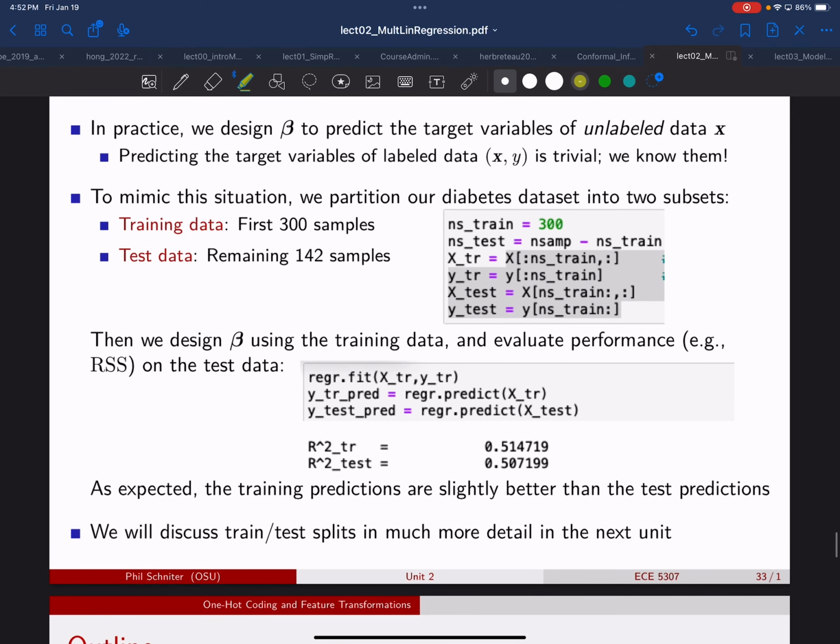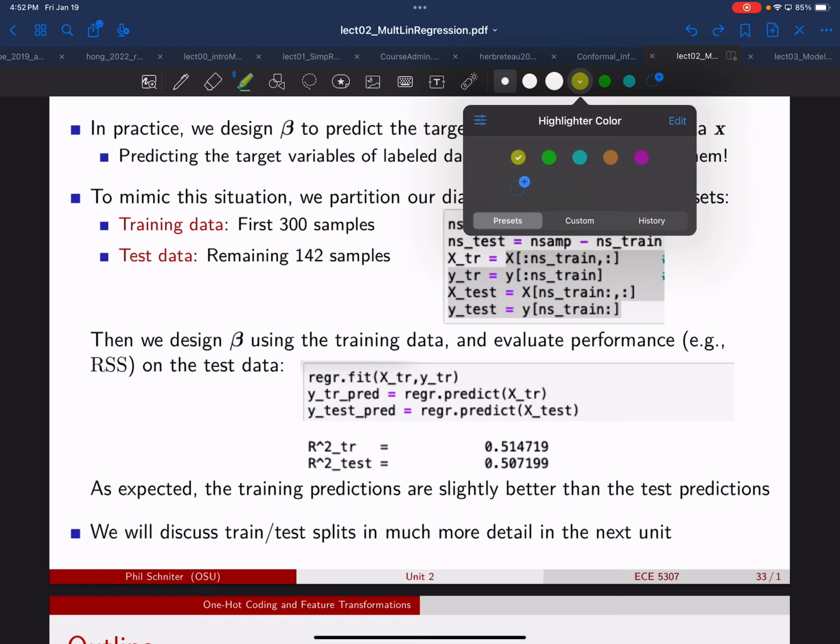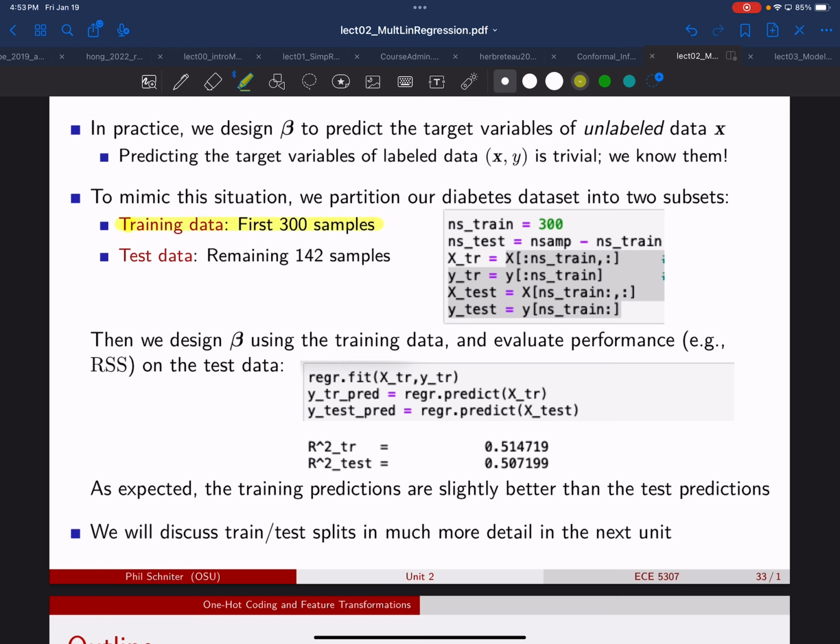Now let's do, again as a teaser, a little experiment where we take our whole diabetes demo data, which is 442 samples, and partition it into two data sets. The first data set we're going to use to train our model. That's going to contain 300 samples. The second data set we're going to call the test data. That will be the remaining 142 samples.